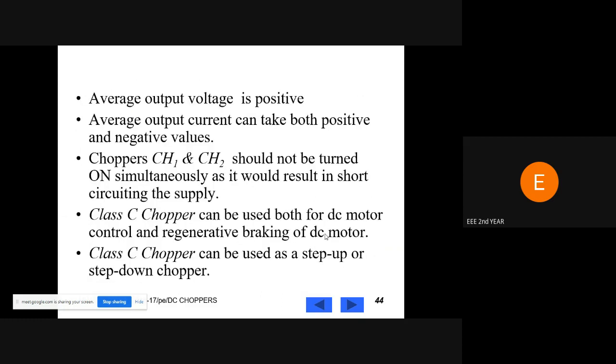So the average output voltage is positive, and the average output current can take both positive and negative values. Chopper CH1 and CH2 should not be turned on simultaneously, as it would result in short circuiting of the supply. The class C chopper can be used both for DC motor control and regenerative braking of a DC motor. The class C chopper can be used as a step up or step down chopper.